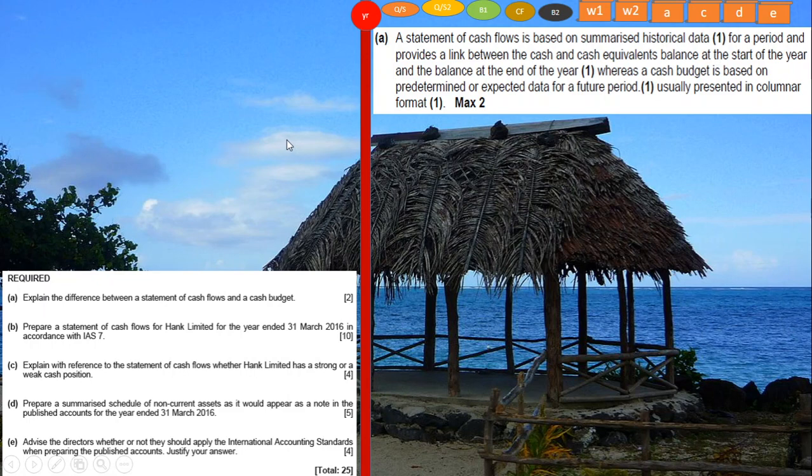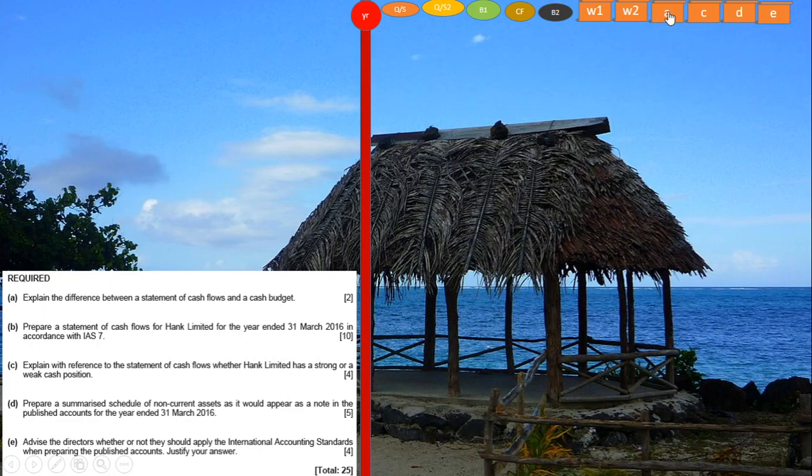Whereas cash budget is a predetermined or expected data for future period, usually presented in a columnar format. So cash budget is simply a prediction of your cash flow in the future that we'll be studying later on in a new topic. So just remember, cash budget is a prediction of future cash flows and it's presented in columnar format. That's what it said.